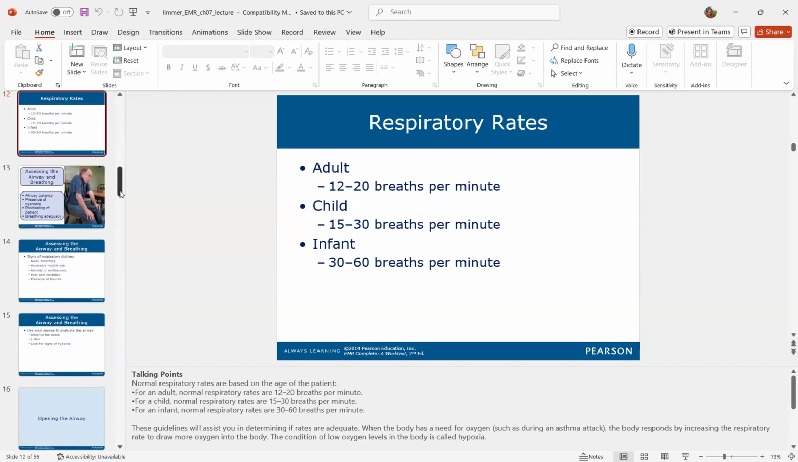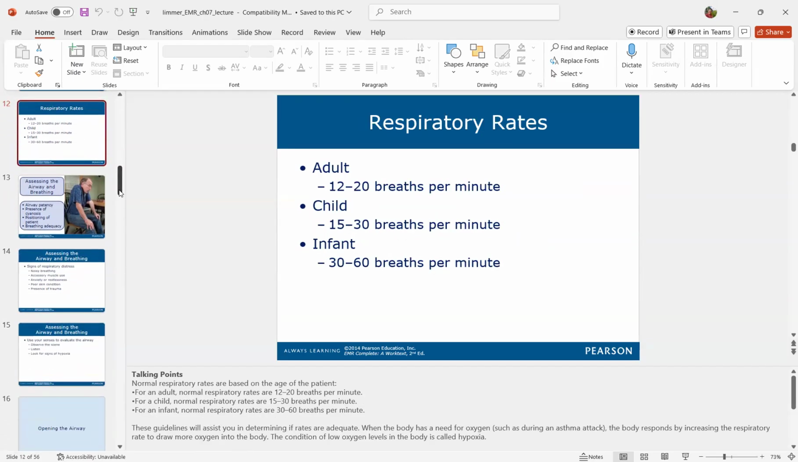So the rates, and I know these were on the sheet that I gave you for lifespan development chapter, but normal respiratory rates are based on age of the patient. Typically, we have adult, child, and infant, kind of breaking those down. Adult respiratory rate is 12 to 20 breaths per minute. So as we take a breath in and out, that's one breath. How many times do people do that a minute? And when we get to vital signs, we'll show you guys how to do that.